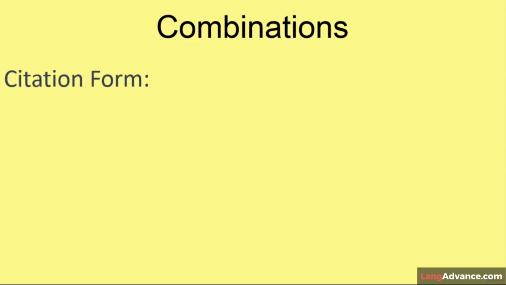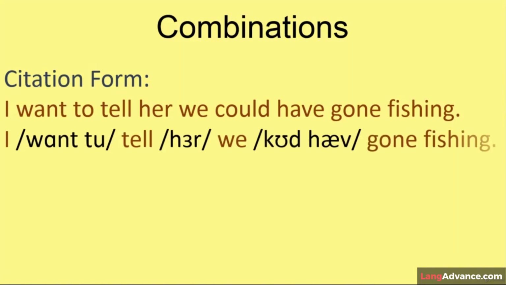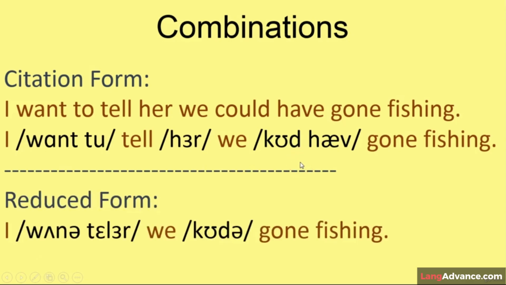Okay, let's look at this sentence. I want to tell her we could have gone fishing. There are three sets of words here that we can reduce. Want to, her, and could have. And when we reduce all of these in this sentence, it sounds like, I wanna tell 'er we coulda gone fishing.